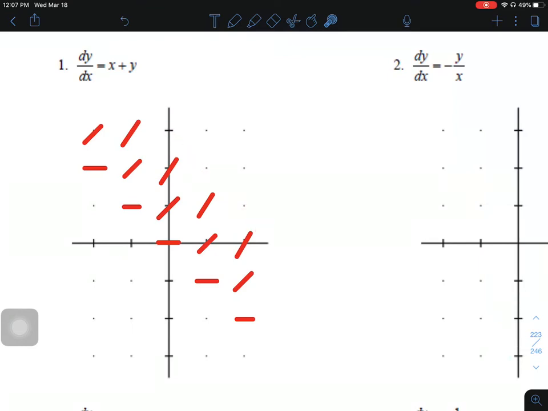3 plus 0 is 3. 2 plus 1 is 3. 1 plus 2 is 3. They're getting steeper. No, you're not going to do this perfect. Just make it look steeper than the others.